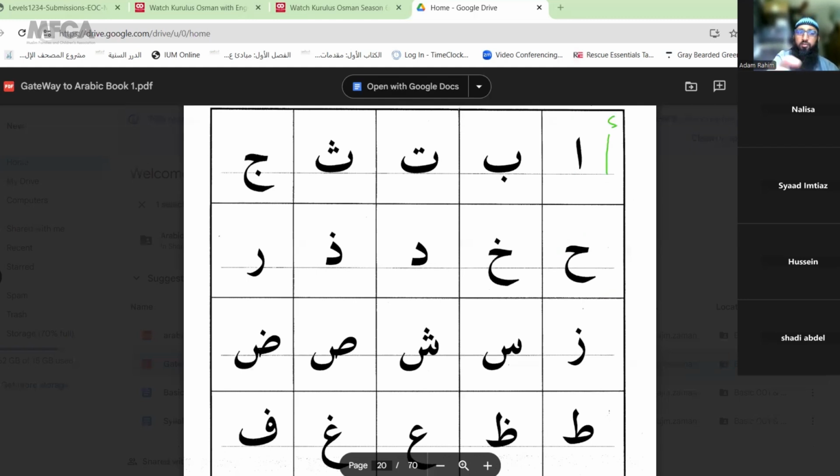Is there any difference between those two? The first one doesn't have a sound. With the hamza on it, it gives it a sound. Very good. So this is alif and this is hamza. What is alif used for, guys? As a placeholder. Okay, great. It's used as a placeholder for hamza.